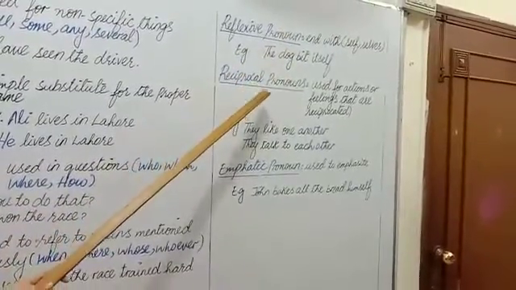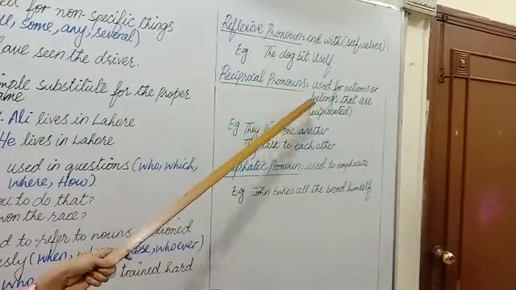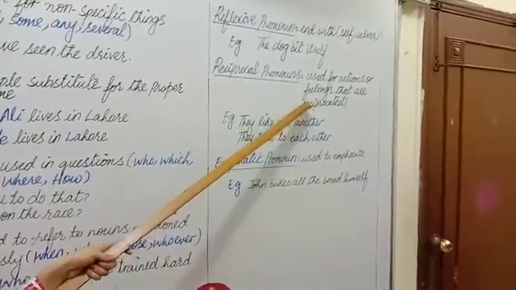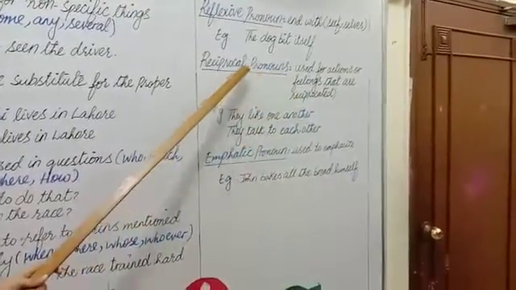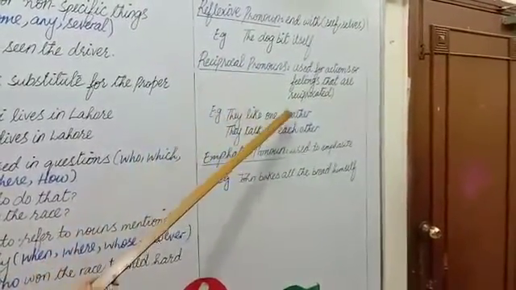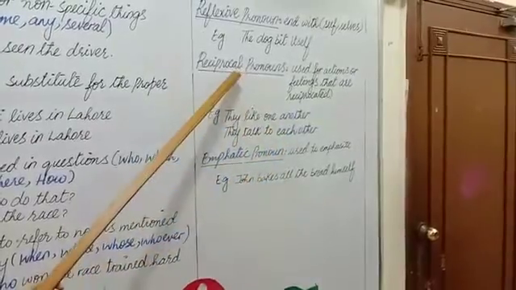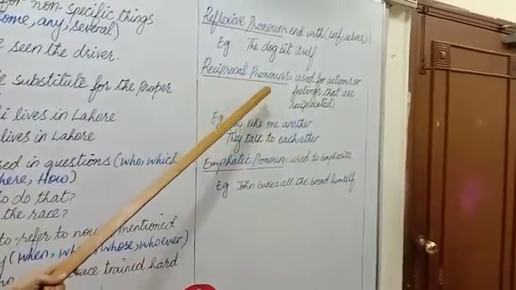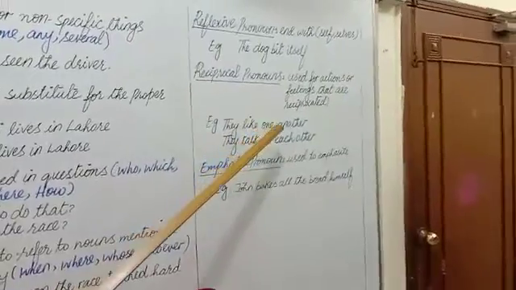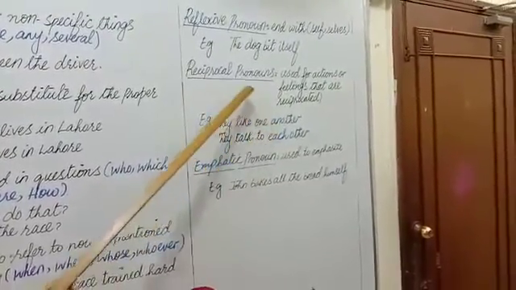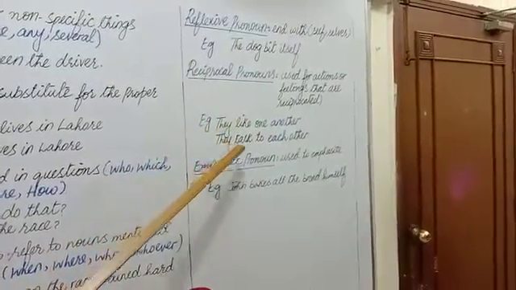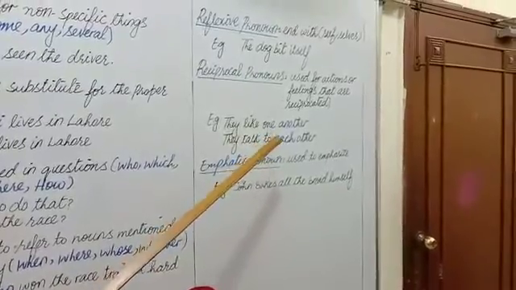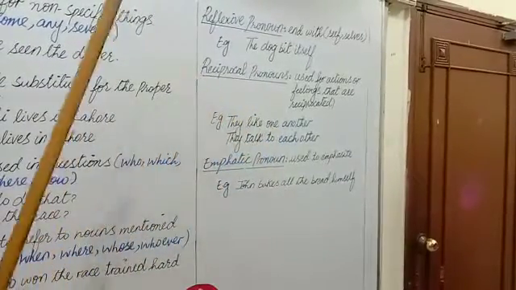Reciprocal pronouns are used for actions or feelings that are reciprocated. For example, one another and each other. They are what we call reciprocal pronouns. They like one another. Here another is a reciprocal pronoun, and they talk to each other. Here each other is also a reciprocal pronoun.